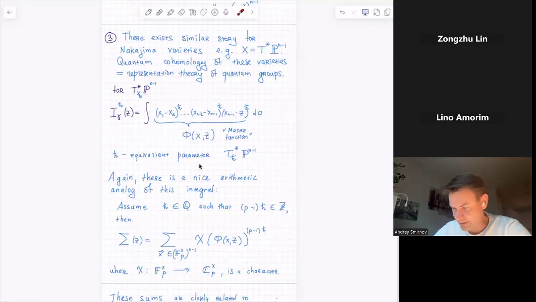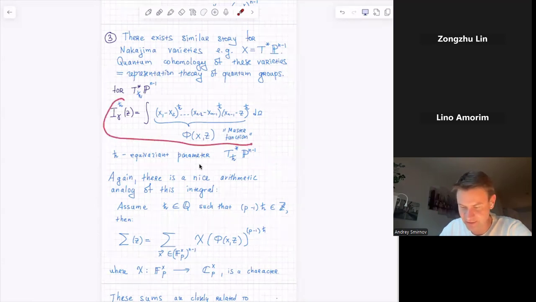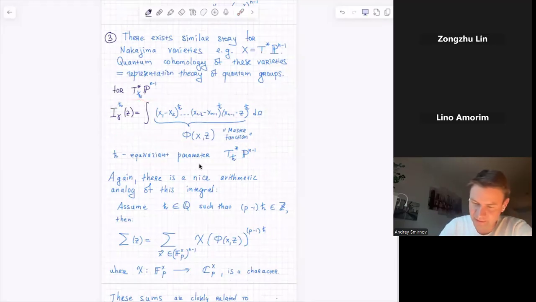This is a well-known story in this case, and more generally for Nakajima varieties, there exists a similar story, and for this large class of examples, we can write some integral solutions for the quantum differential equations. In this particular case, this solution looks like this. Since I already mentioned that this whole story is related to representation theory of quantum groups, this is something like a Knizhnik-Zamolodchikov equation for SL2 hat.